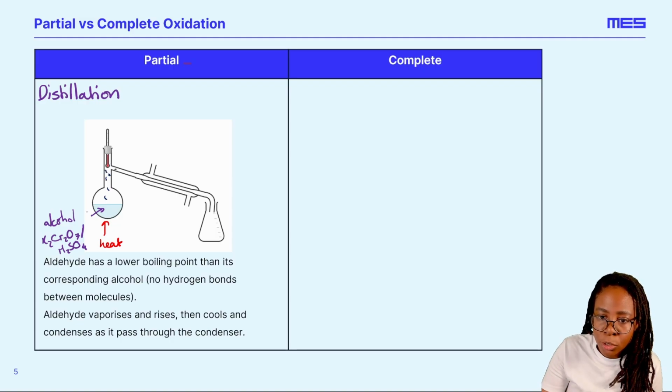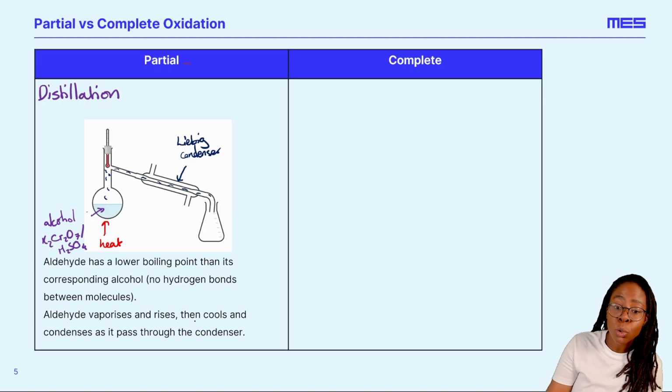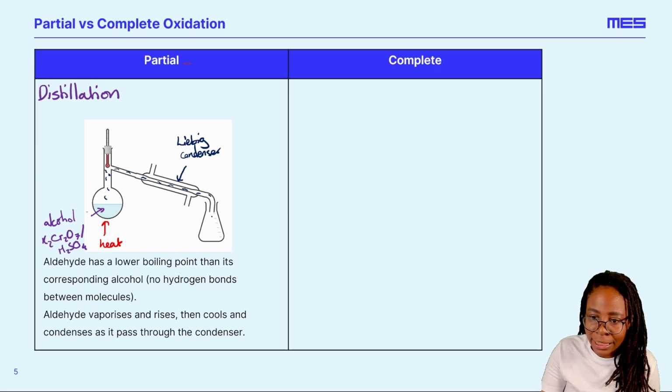And then it's going to start to travel down our Liebig condenser. Again, full labeling in the RP5 video. And as the aldehyde vapors travel down the Liebig condenser, they're going to cool, condense, and then that's what we're going to collect in our receiving flask. So the aldehyde collects here.